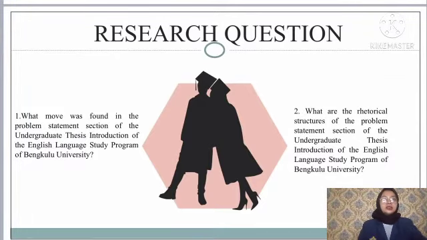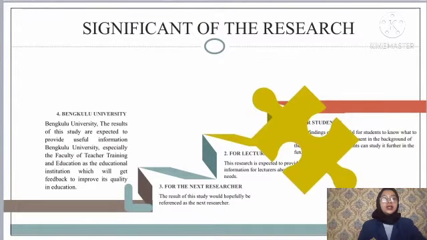The next is the significance of the research. In the significance of the research, we have four points: for students, for lecturers, for the next researcher, and Bengkulu University. For students, the findings can be useful for students to know what to write about the problem statement in the background of their thesis. For the lecturer, this research is expected to provide information for lecturers about students' needs.